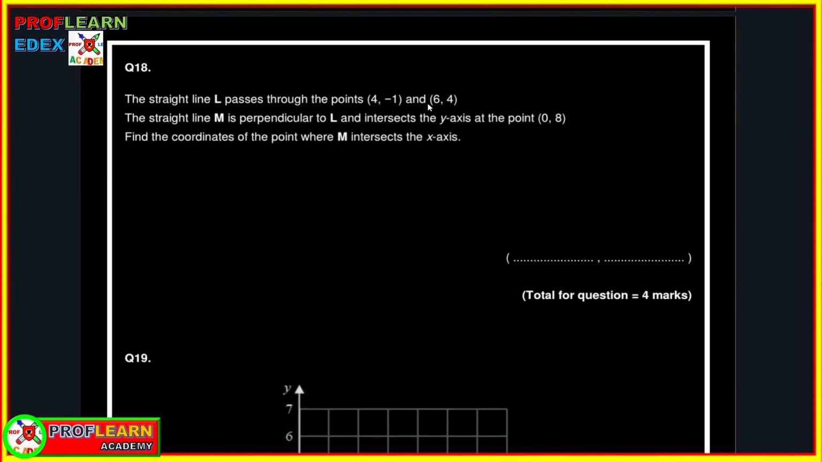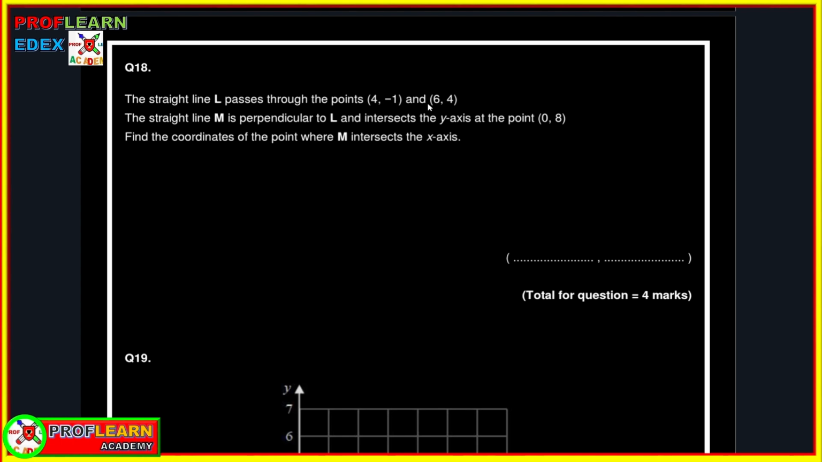Question number 18. We are told the straight line L passes through the points 4, -1 and 6, 4. The straight line M is perpendicular to L. So if M is perpendicular to L, it means that you can use the gradient of M in order to get the gradient of L.